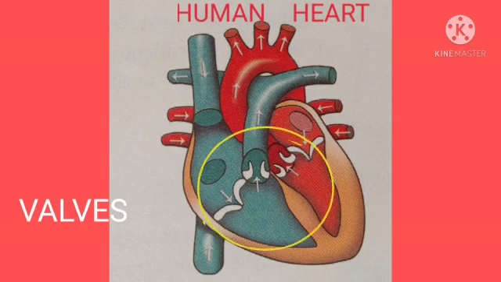The valves. The valves in the heart regulate the blood flow from auricles to ventricles and various parts of the body. They act like a door which opens only in one direction. The heart has 4 valves.